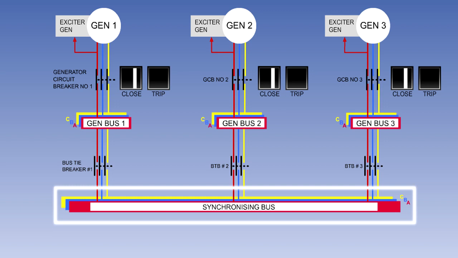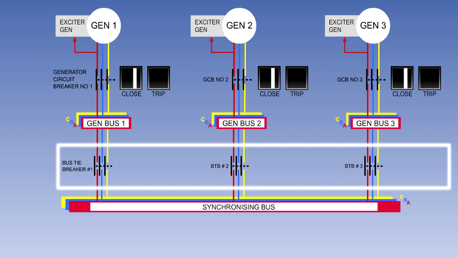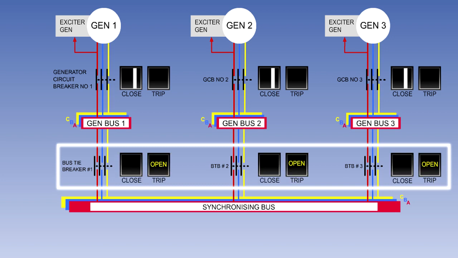To operate the generators in parallel, they are connected through their respective generator bus bars to a synchronizing bus bar by bus tiebreakers or BTBs. A bus tiebreaker is a 3-phase relay, very similar in construction to a generator control breaker. And again, it can be controlled automatically or manually from the flight deck.